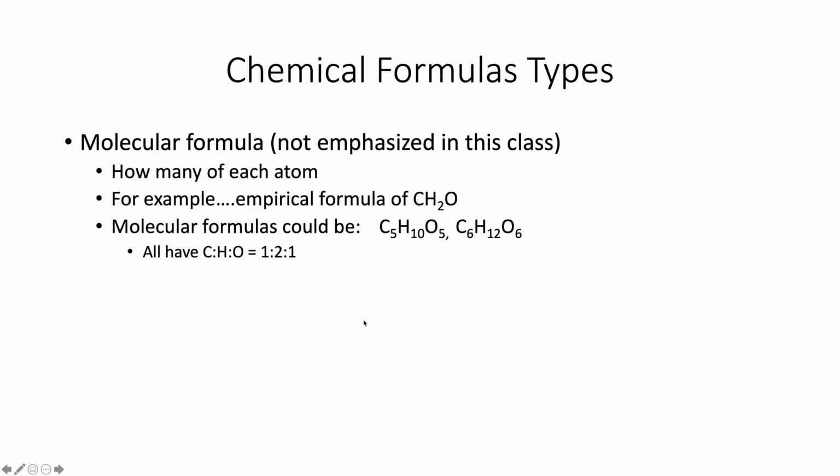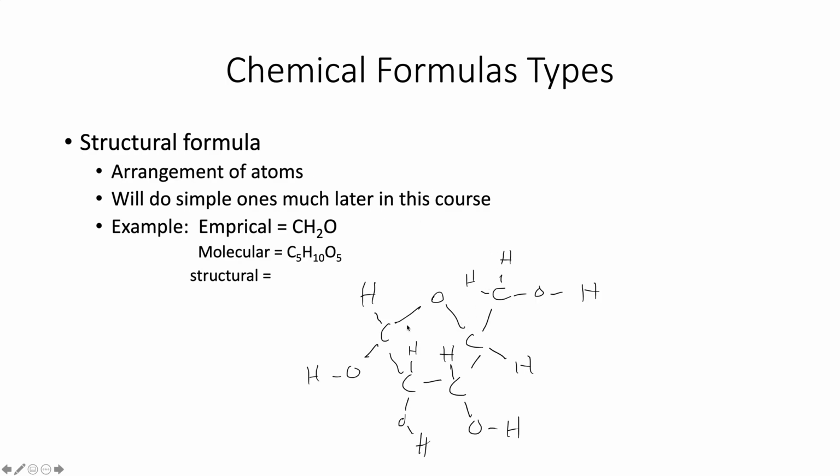And then the third type, and we don't do much with this. Third type we'll do much later, and when you do organic chemistry, it's called a structural formula. It gives you the arrangements. So just for example, here's the empirical. Here's a molecular. This is what the structural formula would look like. And so you can see the carbons are attached to carbons, and there's an oxygen here.